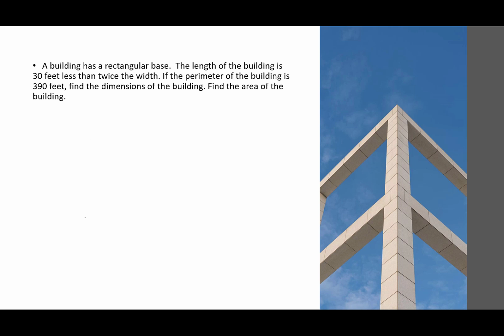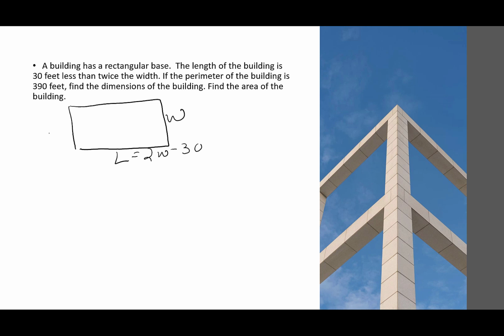The next one says, a building has a rectangular base. The length of the building is 30 feet less than twice the width. If the perimeter of the building is 390 feet, find the dimensions of the building, then find the area of the building. So this time we have a rectangle. A rectangle has a length and a width. In this particular rectangle, it says the length is 30 feet less than twice the width. So I have twice the width minus 30.